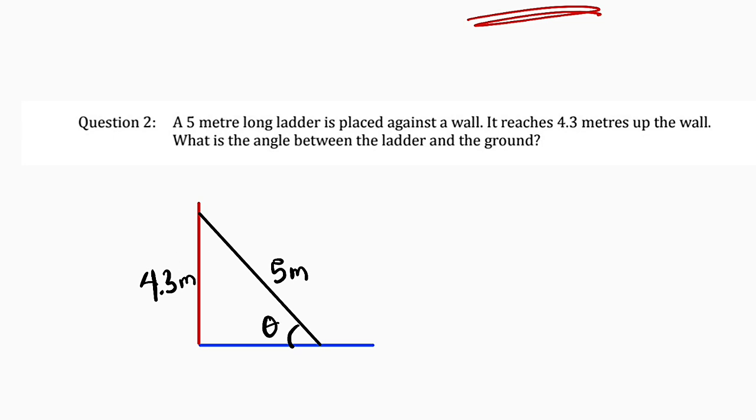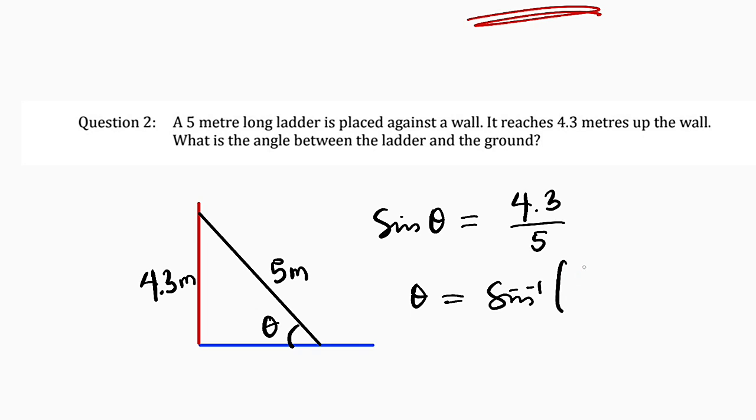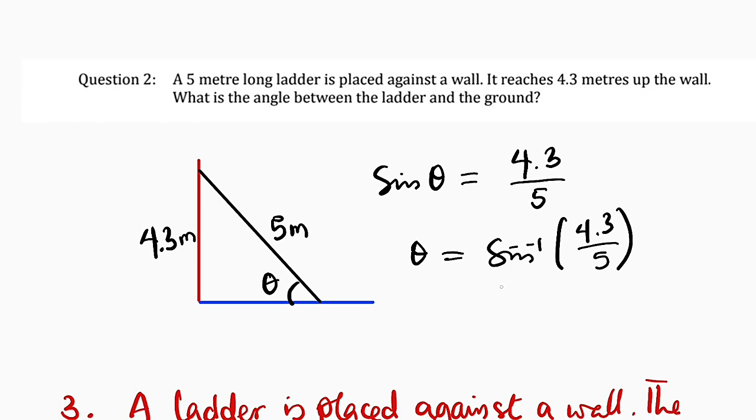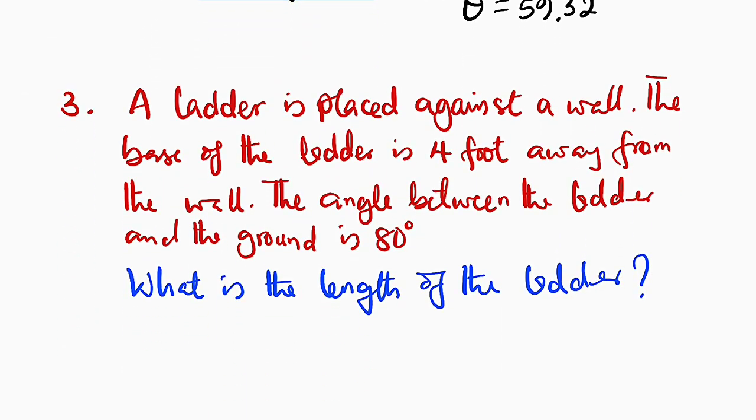So we are looking for this. This is opposite, this is hypotenuse. We have sine. Therefore, sine of theta is equal to opposite divided by the hypotenuse. Therefore, theta will be equal to sine inverse of 4.3 divided by 5. Just plug everything into your calculator, and this is approximately 59.32 degrees. Theta is equal to 59.32 degrees. Let us move on to question number 3.